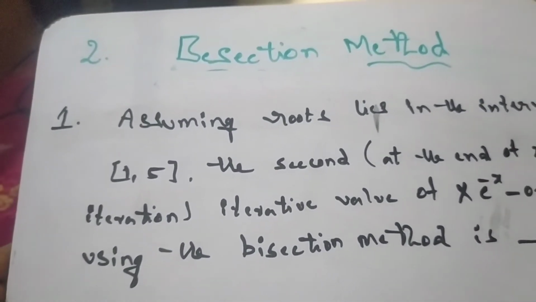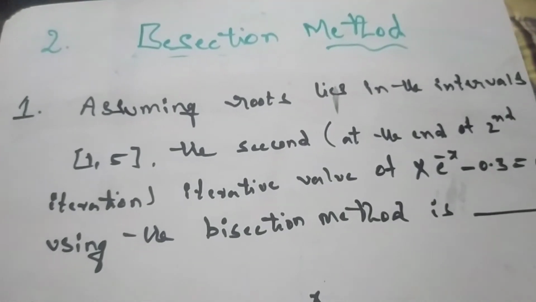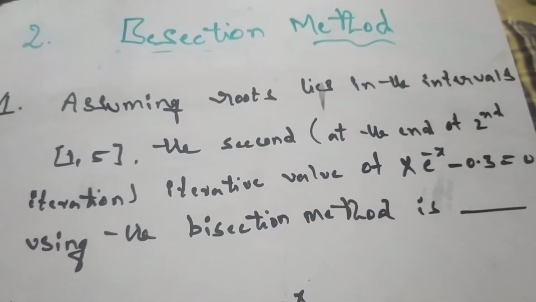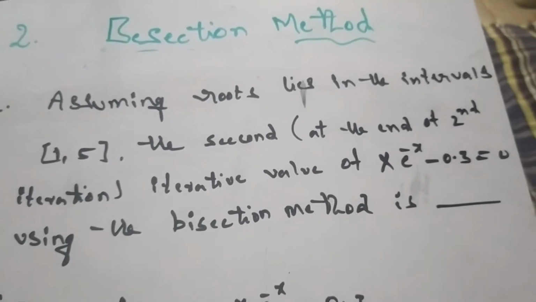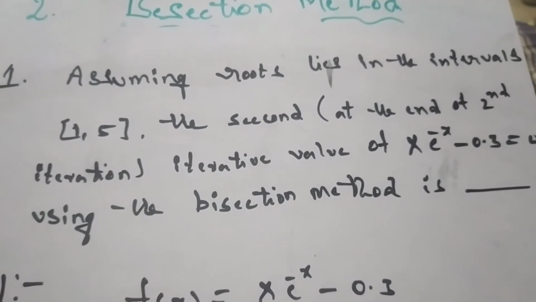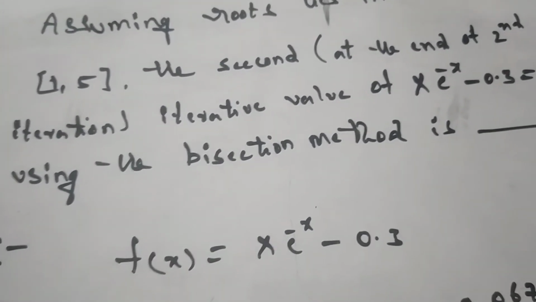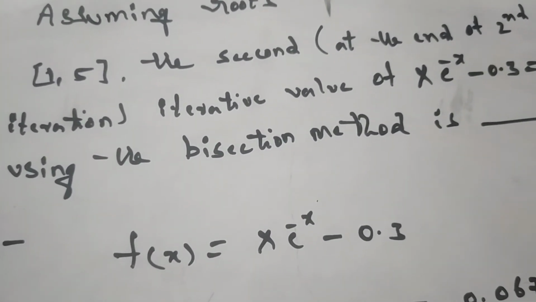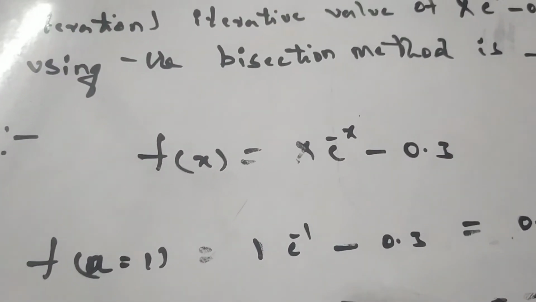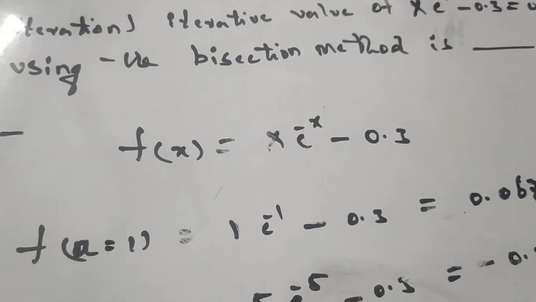Bisection method problem. First one, assuming the root lies in the interval 1 comma 5. The question: at the end of the second iteration, find the iterative value of x into e power of minus x minus 0.3 equal to 0, using the bisection method. That means f(x) equals x into e power of minus x minus 0.3.